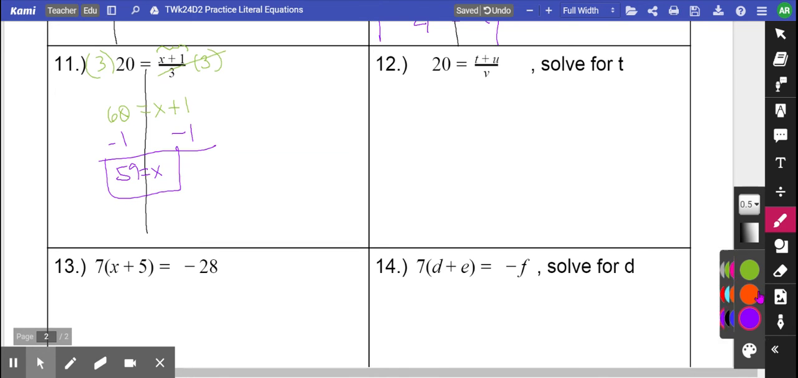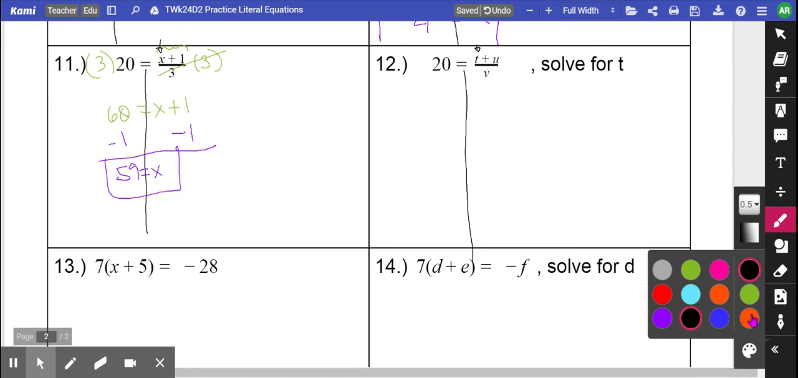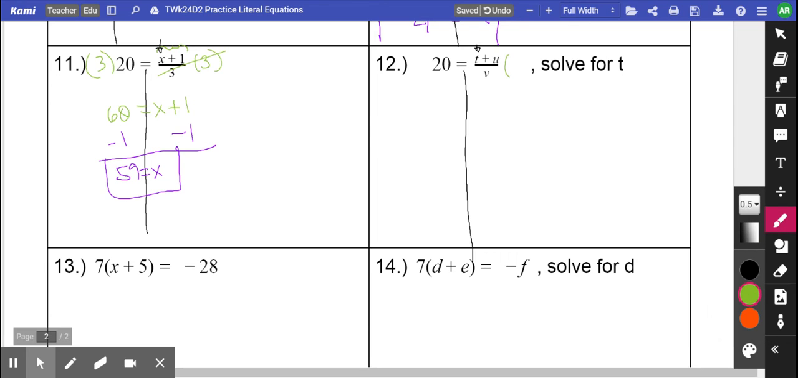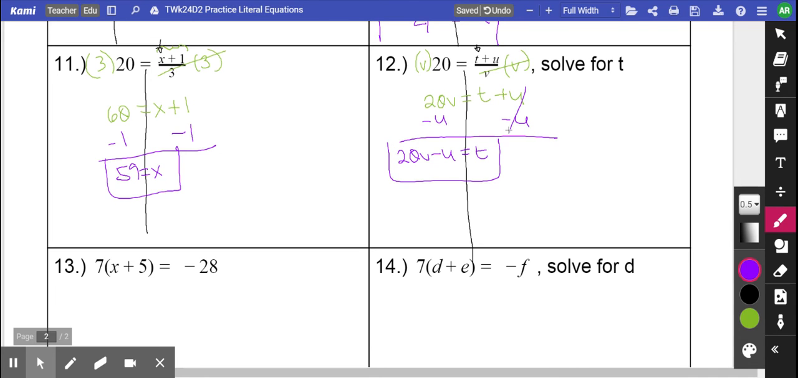So we're going to do the same thing with a literal. Same thing. This v is dividing t plus u, and we're solving for u here. Same place as our x from earlier. So I'm going to multiply by v on both sides. 20 times v, we rewrite as 20v because we're becoming mathematicians here. I subtracted this t, so to get rid of this, I'm going to subtract this t. And write it how you say it. We have 20v minus t equals u.